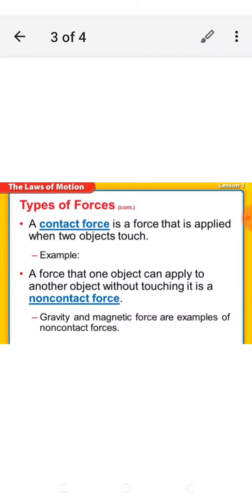So hello friends, in this video we will learn about the types of force. In the previous video we learned about force, the formula of force, and took an example of force. So in this video we will learn the types of force.